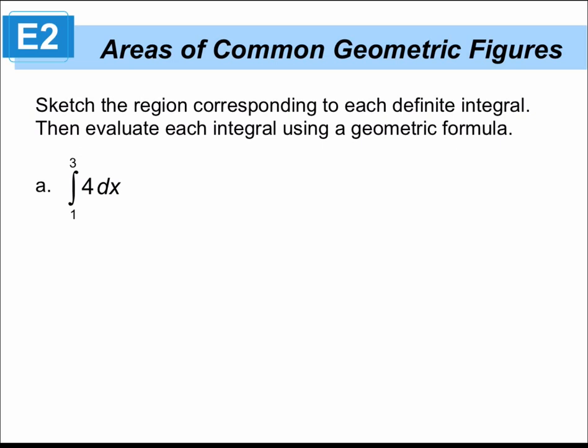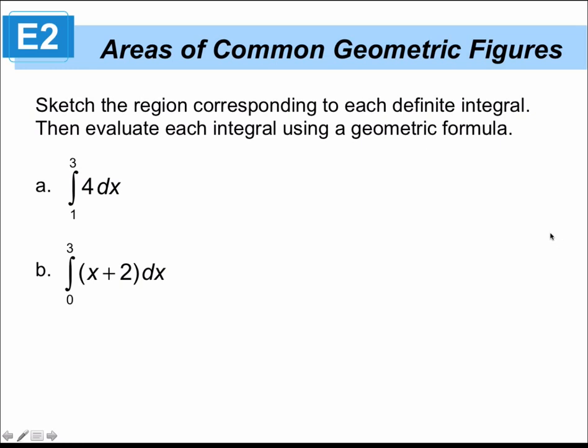Drawing pictures. Got it? Apparently, I don't understand what we're doing. How do you draw a picture of that? Can I just draw like a box? Oh, come on. What's the graph of the function 4 look like? It's a horizontal line. So if we're looking for the area under a horizontal line from 1 to 3, what shape do you have? A rectangle. It's a rectangle. We'll get back to that in a second.